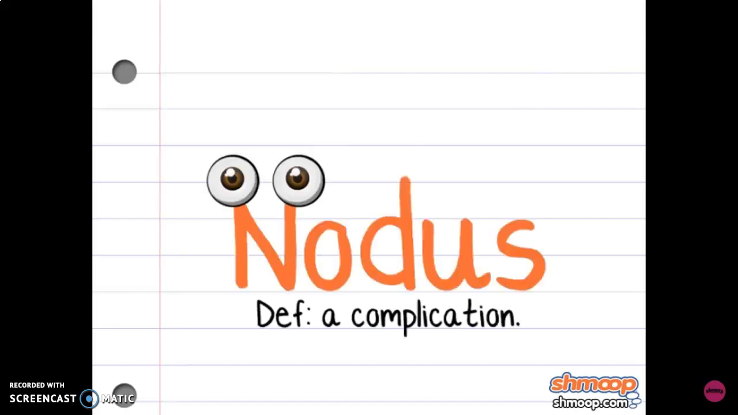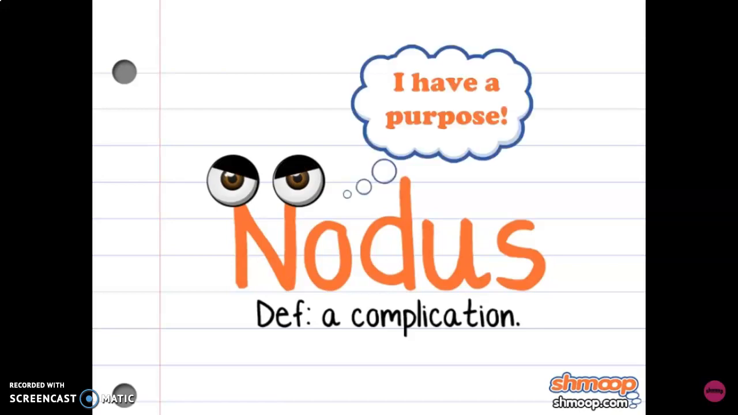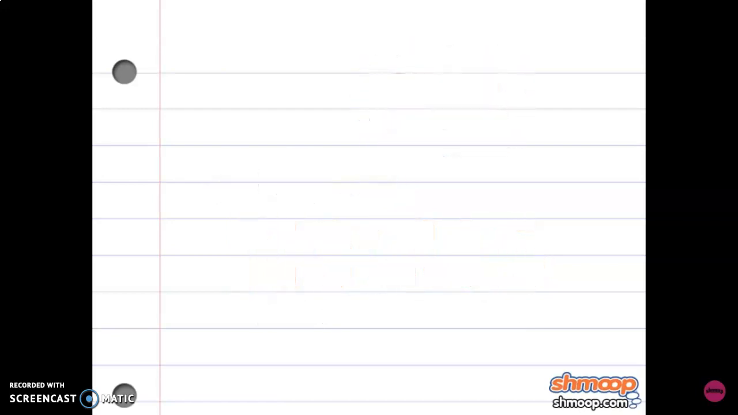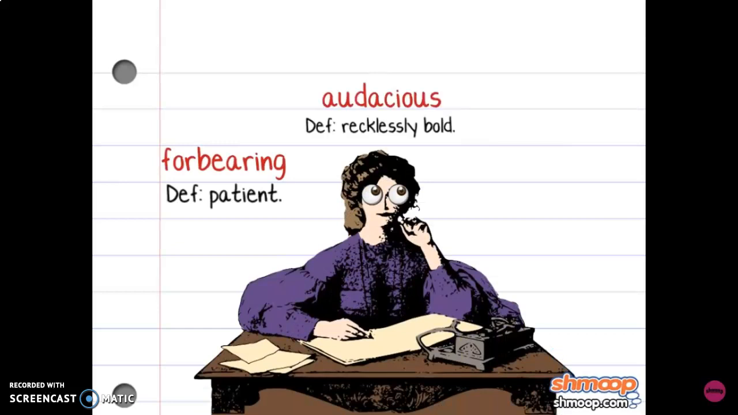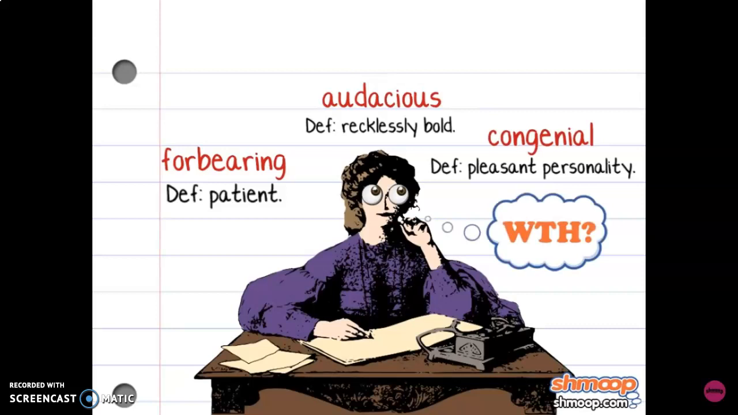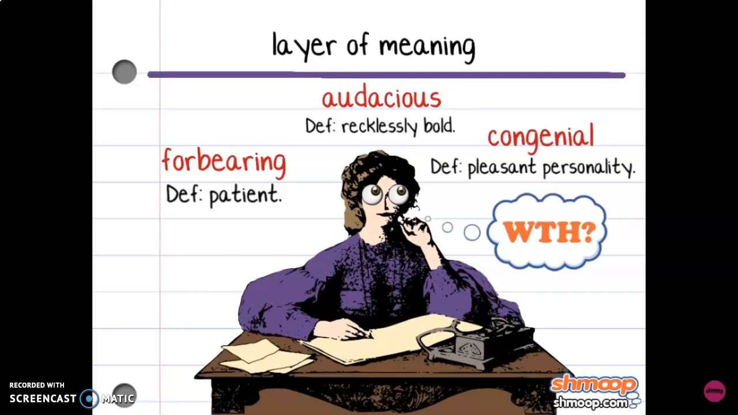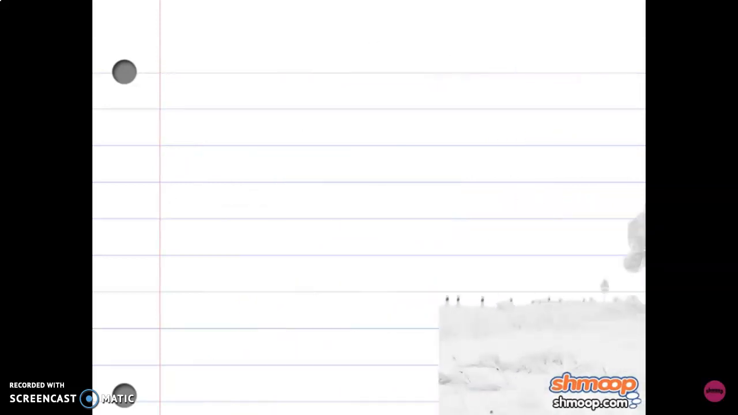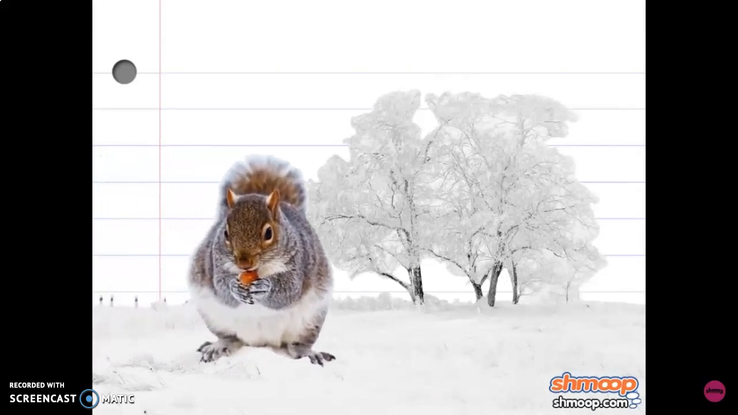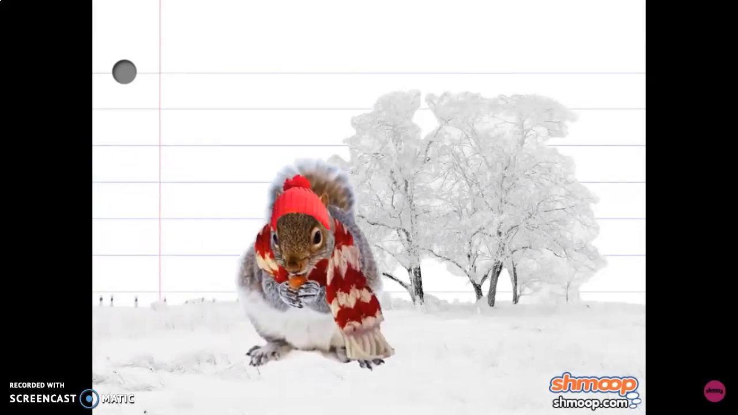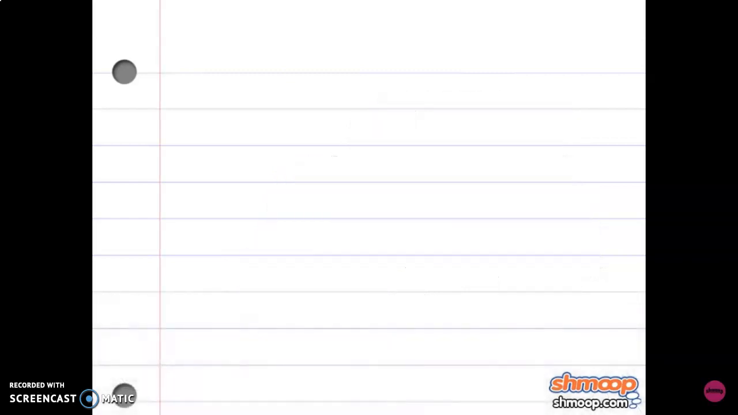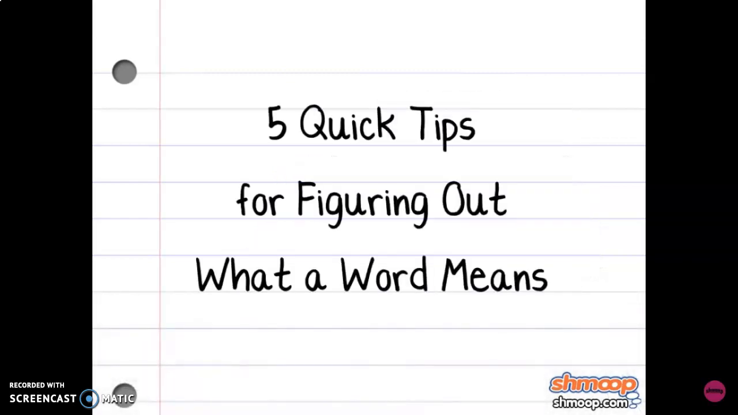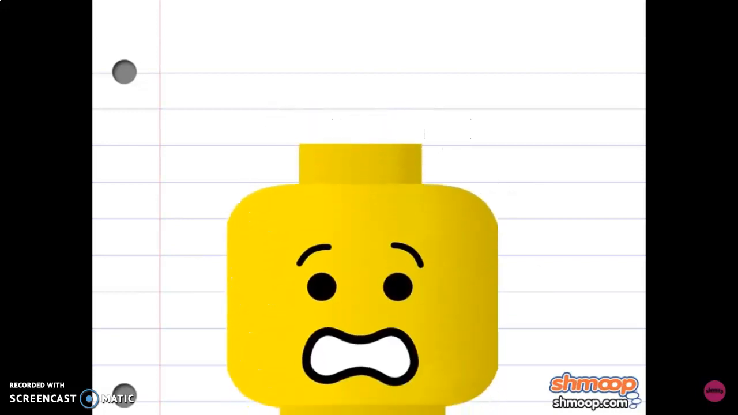Every word, no matter how obscure or funny looking, is there for a reason. The writer took pains to find exactly the right way to express her thoughts, and by skipping it, you may be missing out on an entire layer of meaning. Trust us, if it's cold outside, you don't want to be depriving yourself of any layers. So here are 5 quick tips for figuring out what a word means. We swear it won't be painful.